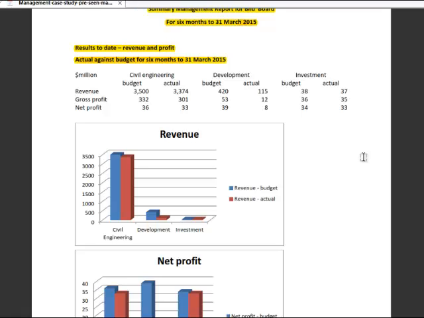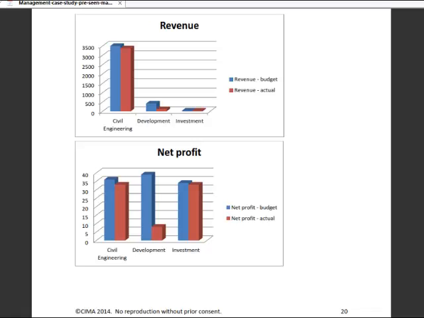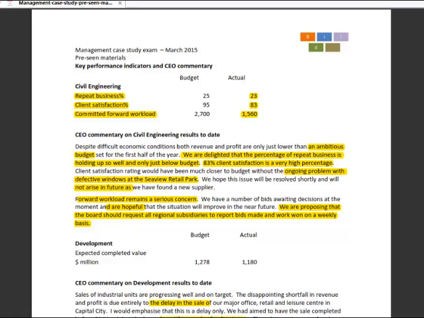In the scale of things, we can see that civil engineering is hugely different. But from a board's point of view, if I was a board member and received this, I would sack whoever produced it for me. Useless. So then we have a series of key performance indicators and a commentary from each CEO. So let's have a look at civil engineering first.